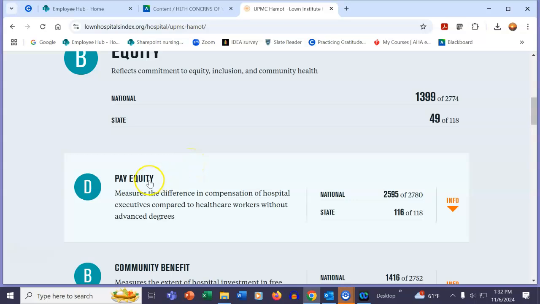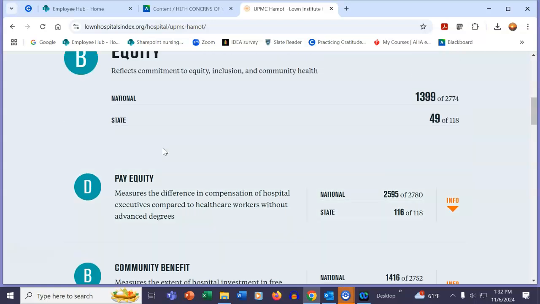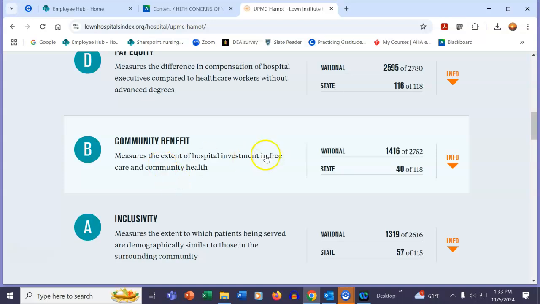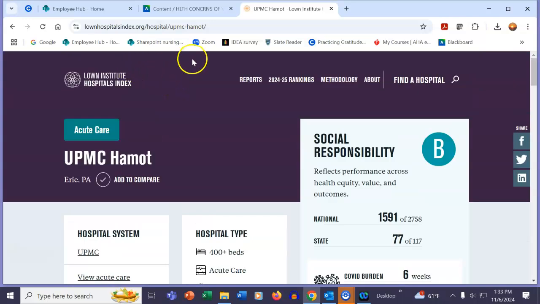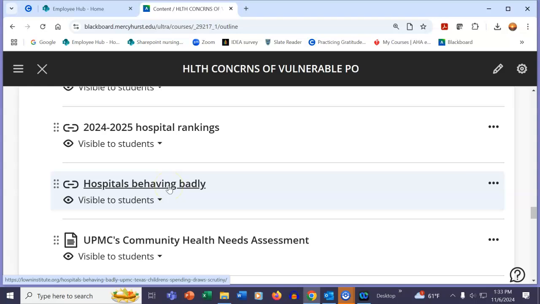So you can also look at pay equity, but we are considered a rural area. So all nurses in this area realize that compared to other areas of the state, pay is less. But you can see the community benefit. So I just want you to have that opportunity to see what is available, and as far as look up your own hospital rankings.